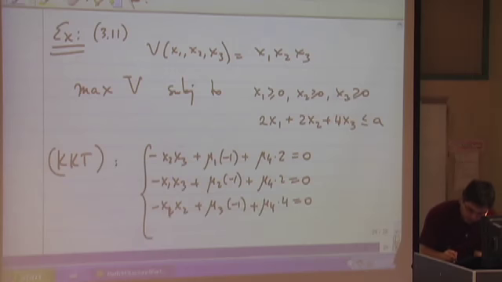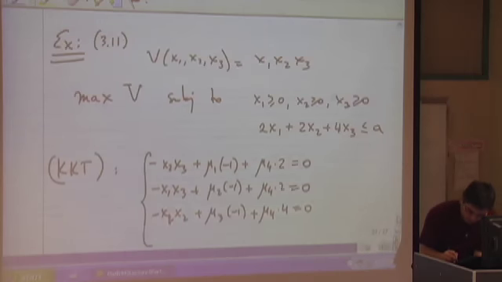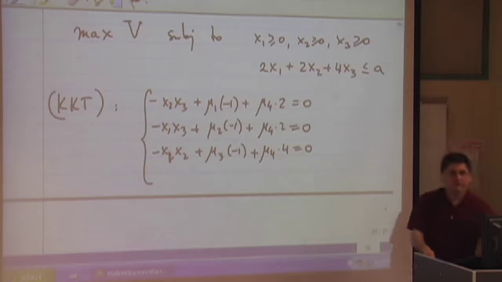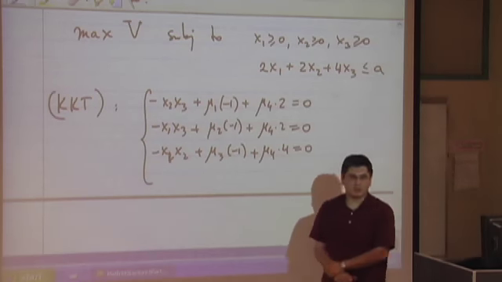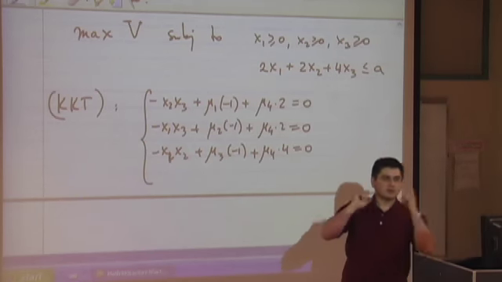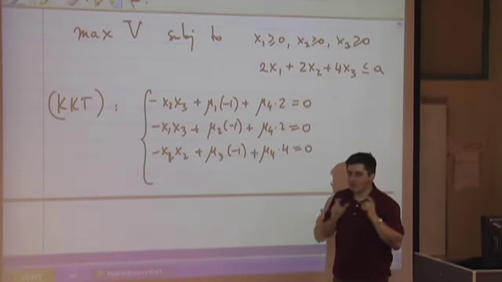These are just that gradient relation. Now there's going to be how many? 4 more.